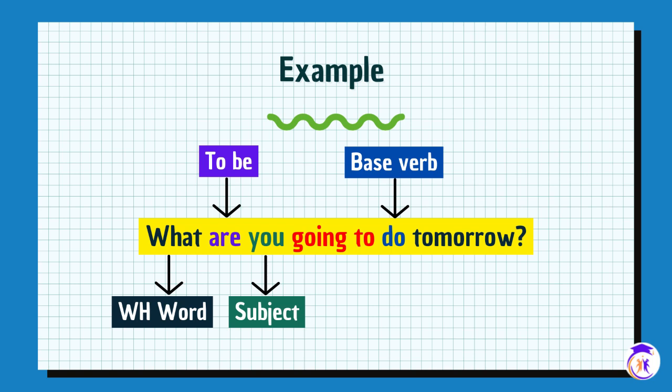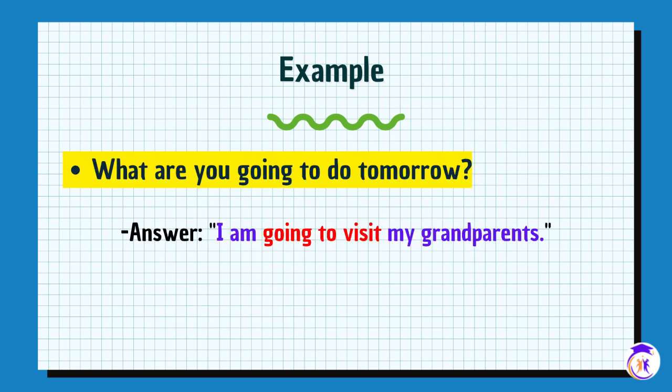This question begins with the WH word, what, followed by are, since the subject is the second person you. The phrase going to is used to signal the future and is followed by the base form of the main verb, do. The answer to this question could be, I am going to visit my grandparents.